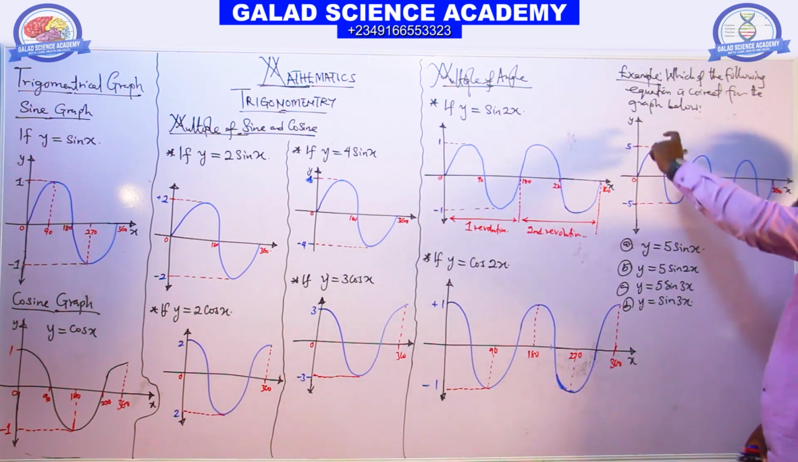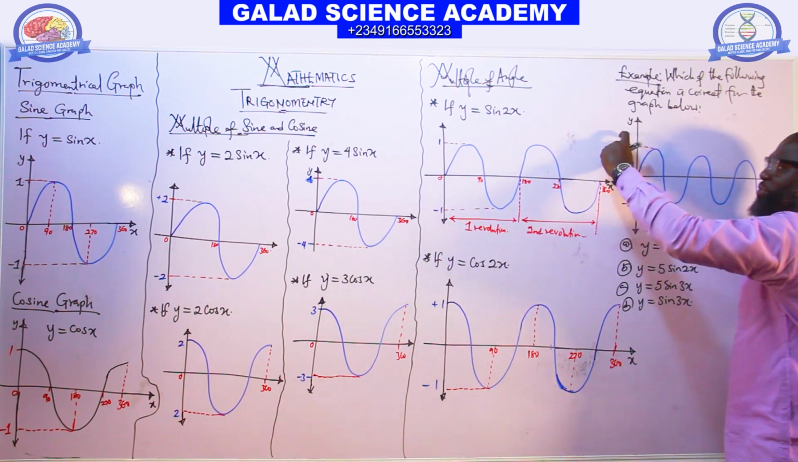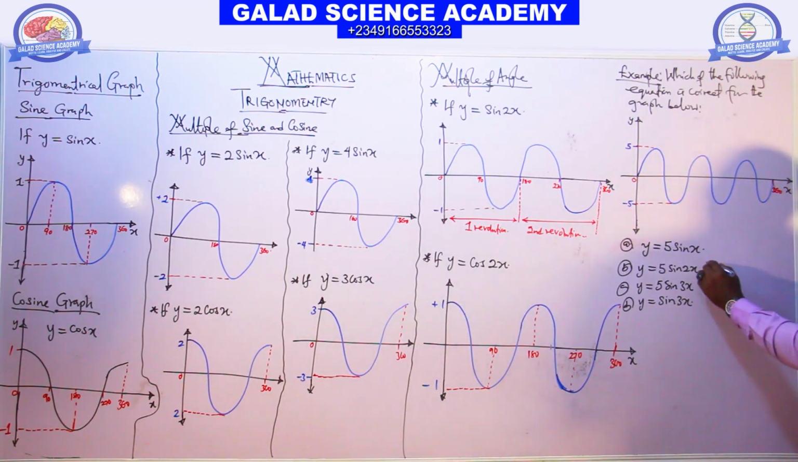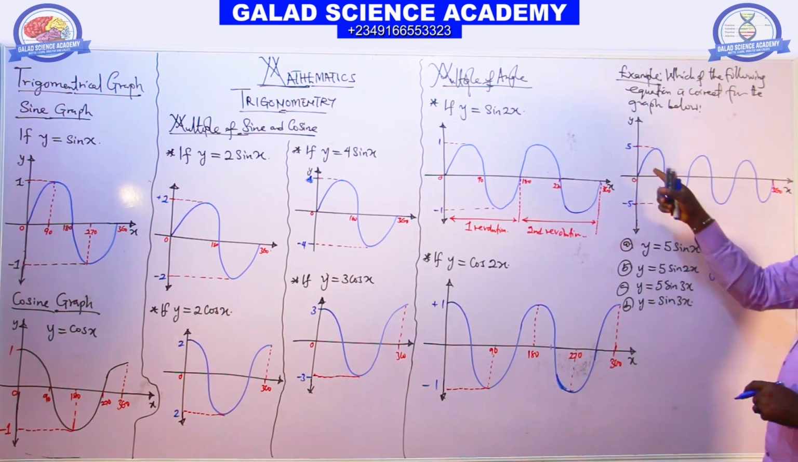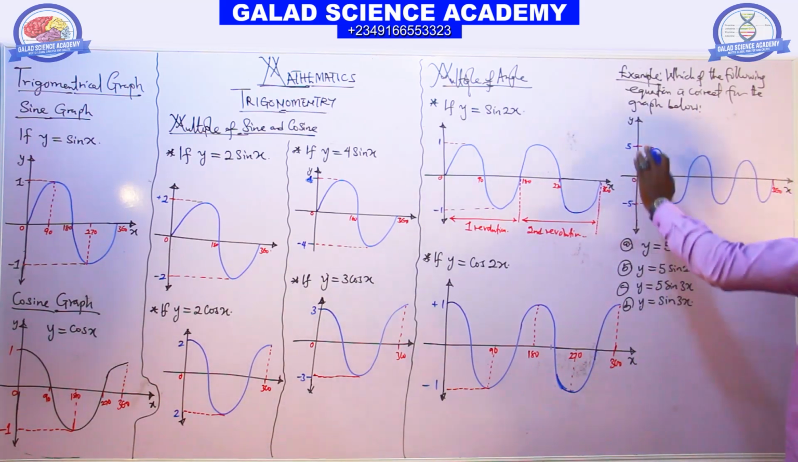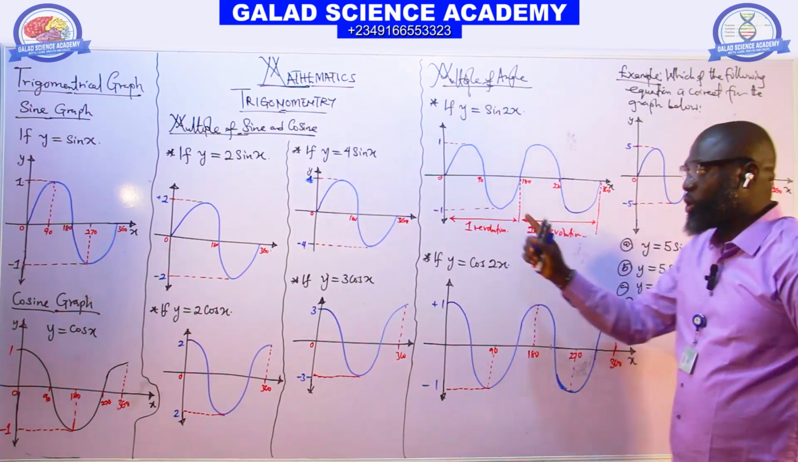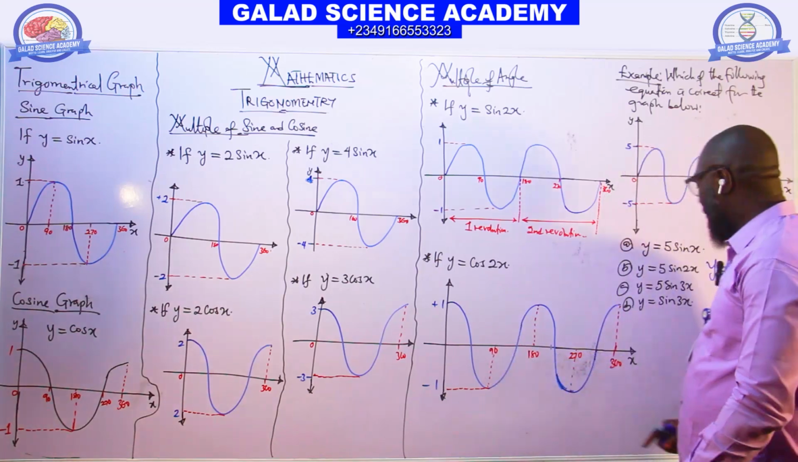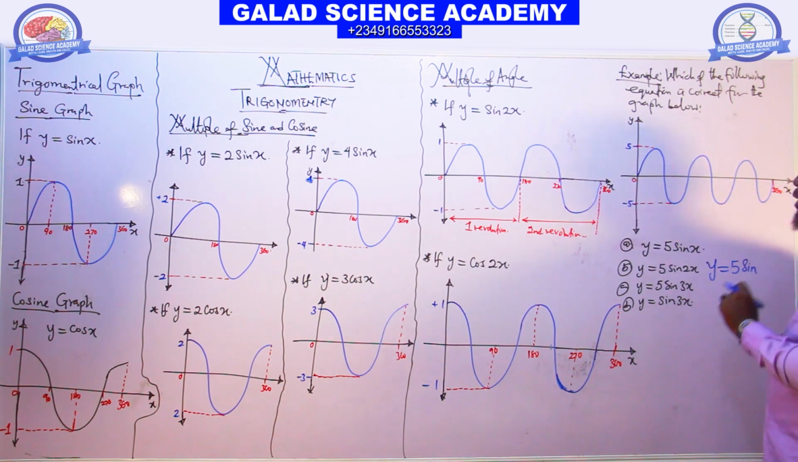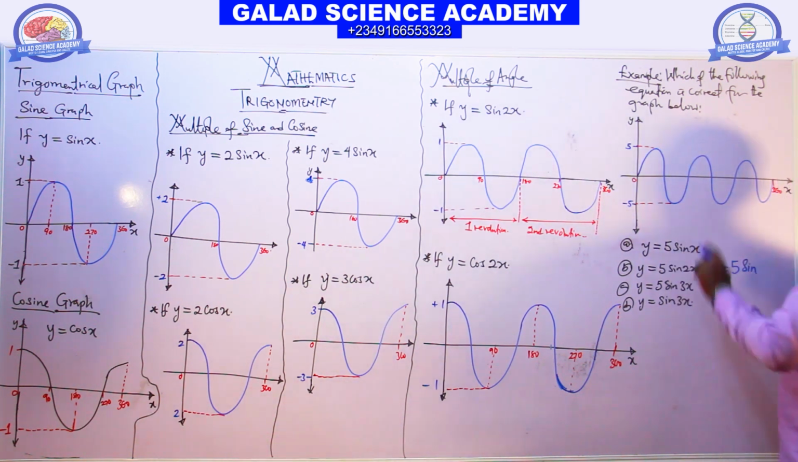first of all, look at the amplitude here. We have 5. Abi? Since the amplitude is 5, our y will be equal to 5. Look at the graph. Does this start from the origin or from the top? It starts from the origin. So any trigonometric graph that starts from the origin is always sine. Abi? You now write sine here.